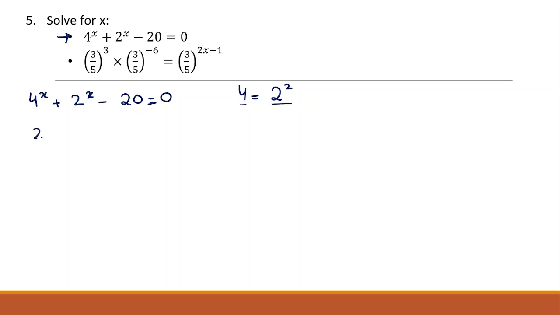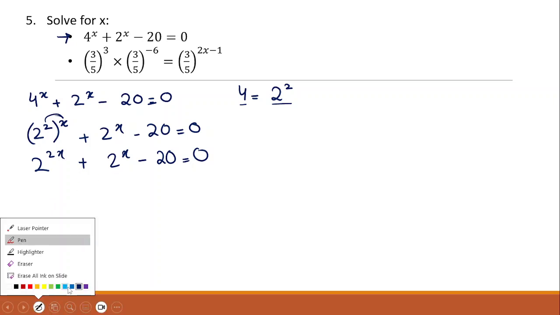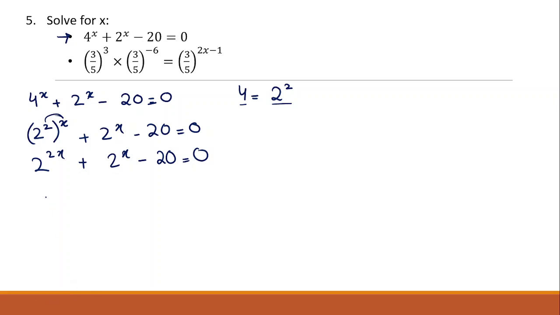So I can write 2 to the power 2, and there is an x in the power as well, plus 2x minus 20 equals 0. If you see, we can just multiply the powers: 2 multiplied by 2x, plus 2 to the power 2x, and then 2 to the power x minus 20 equals 0. So what I can do here is a substitution, which is, let's say, take 2^x equals t.